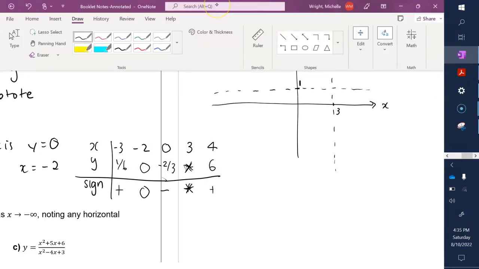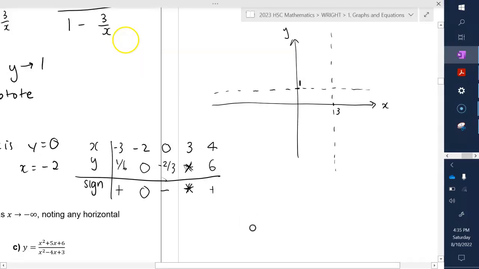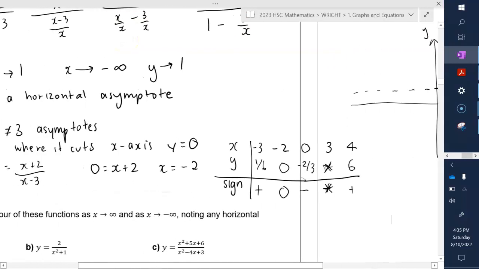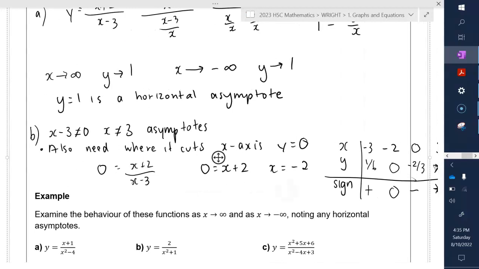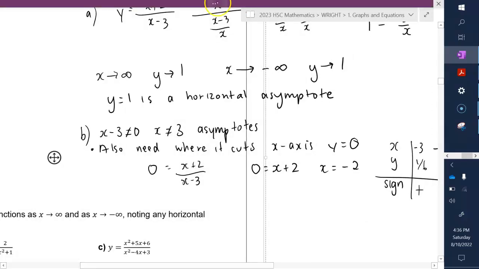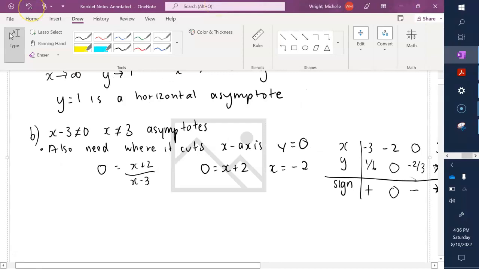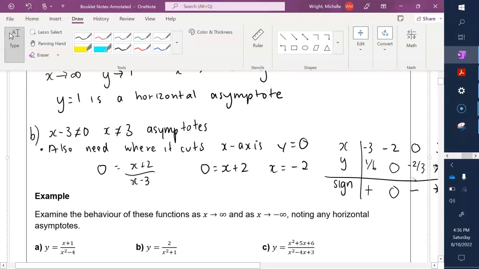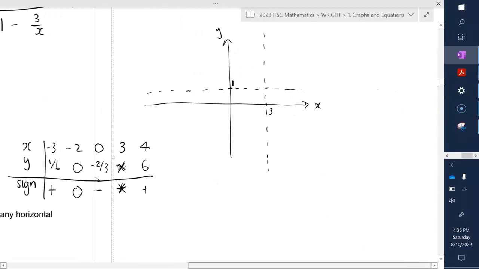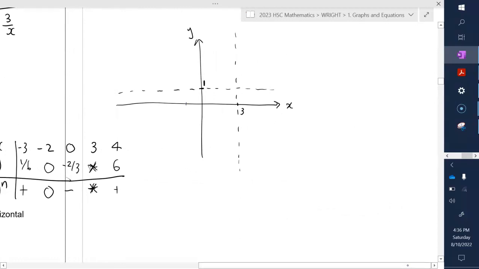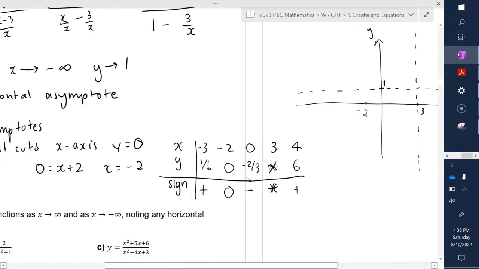I might just change the colour for our graph. And we said there was a 0 at x is equal to minus 2. Sorry, I'm just fixing my page up again. Okay, so let's pop that one in as well. I said minus 2, wasn't it? Yep. Okay, so x is equal to minus 2, so that's down here.